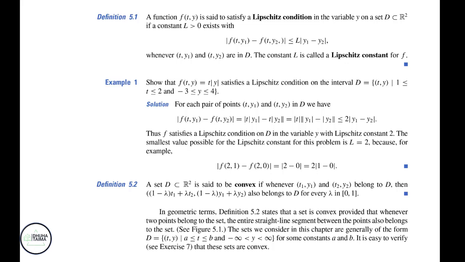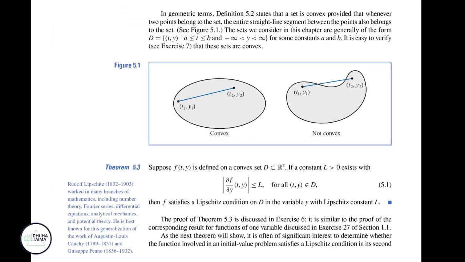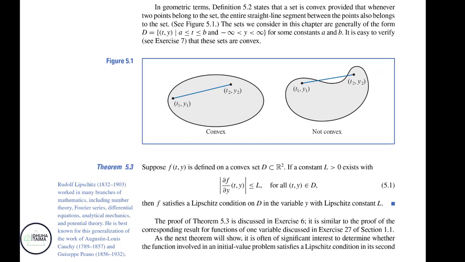Definition 5.2. A set D ⊂ R² is said to be convex if whenever (t1, y1) and (t2, y2) belong to D, then ((1 − λ)t1 + λt2, (1 − λ)y1 + λy2) also belongs to D for every λ in [0, 1]. In geometric terms, Definition 5.2 states that a set is convex provided that whenever 2 points belong to the set, the entire straight-line segment between the points also belongs to the set, as seen in Figure 5.1.